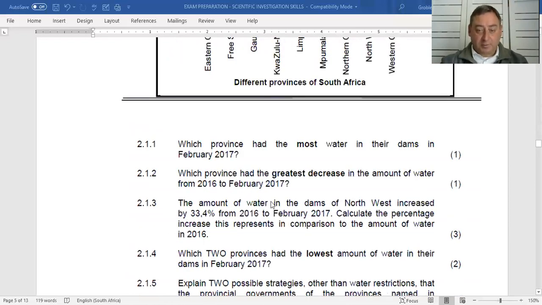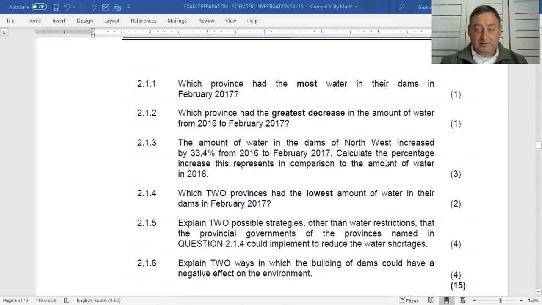Now, the amount of water in the dams of Northwest increased by 33% from 2016 to February 2017. Calculate the percentage what? Now we come to a calculation like I said earlier. Calculate the percentage increase. So let's look at it here.